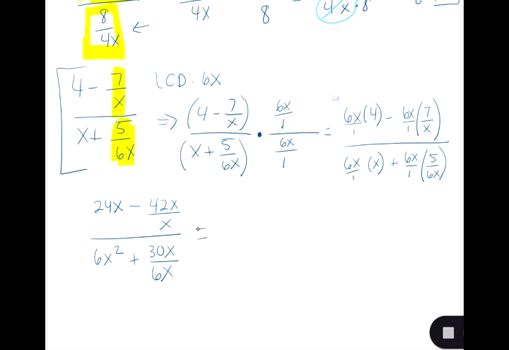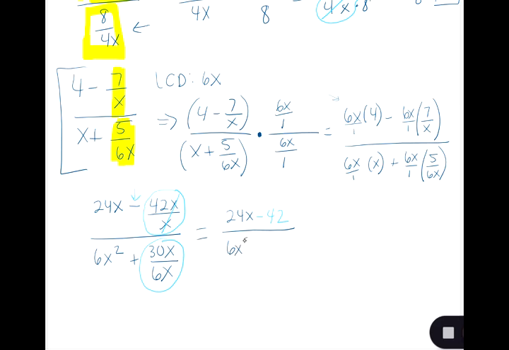Now I'm going to simplify where I can. So I'm looking at my two fractions to see what can simplify. So my 24x is going to stay. Nothing's going to happen with that at this point. 42x over x. My x's are going to cancel. Just leave me with a minus 42. Remember that it keeps whatever sign is here.